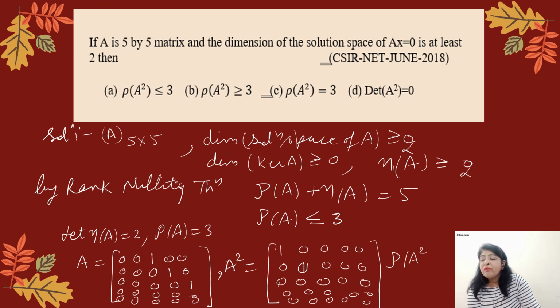So what about the rank of A square? This is less than or equal to 3, because it can't be greater than 3. So rank of A square is less than or equal to 3. Now rank of A square equal to 3 is wrong. When you find the determinant of A square, as 4 columns are 0, the determinant of A square is 0. So from here options A and D are both correct. Others are incorrect.